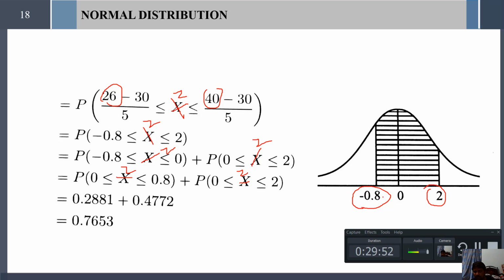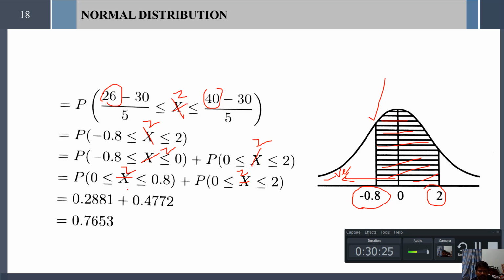The area lies between minus 0.8 and 2. Note roughly that minus 0.8 is here. These are all negative values, and negative values lie on the left side of the origin, the left side of 0. So minus 0.8 is on the left and 2 is positive. So this entire region is the required area where z lies between minus 0.8 and 2.